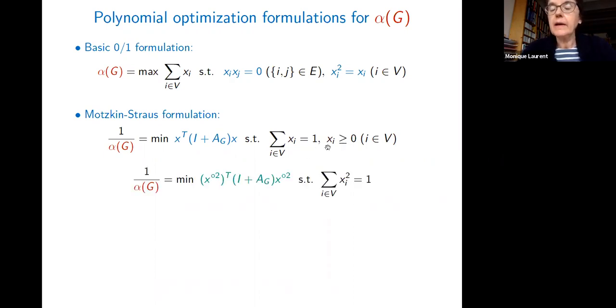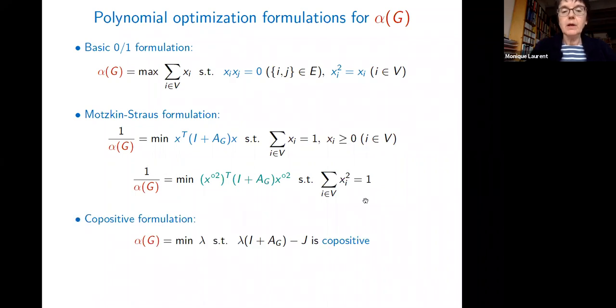Again, one can encode non-negative variables by simply replacing them by xi square. And in this way, we get a reformulation for the stability number via minimizing this quartic form over the unit sphere. Yet another way is to reformulate this as conic optimization over the copositive cone.